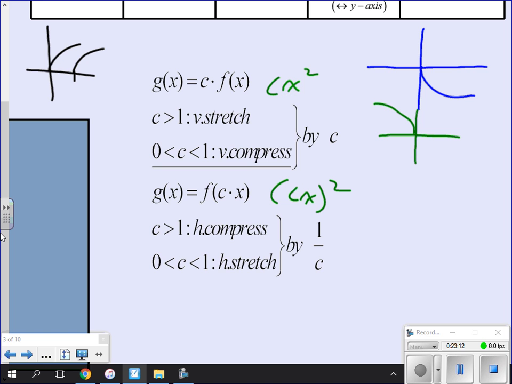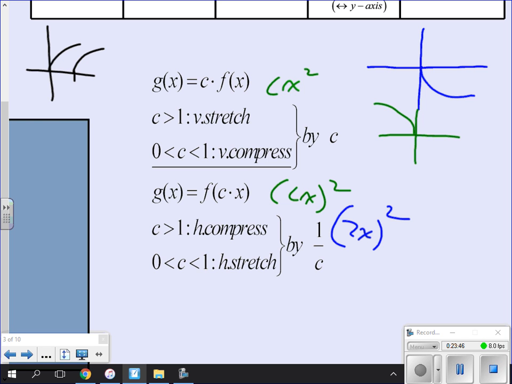If I have absolute value, is it part of what I'm taking the absolute value of or not? If it's inside, it works one way. If it's outside, it works another way. Okay. So I have a compression by 1 over c. So if I have 2x quantity squared, the 2 is inside. If I have 2x squared, it's a compression by the inverse of that.